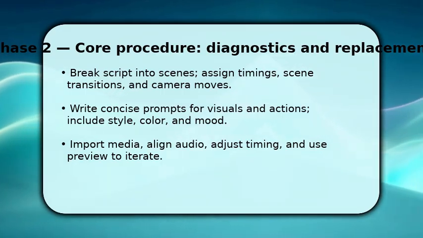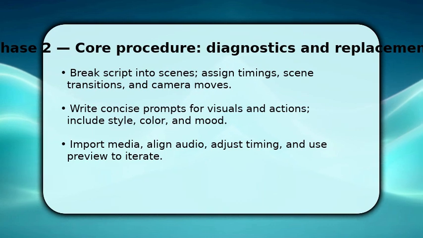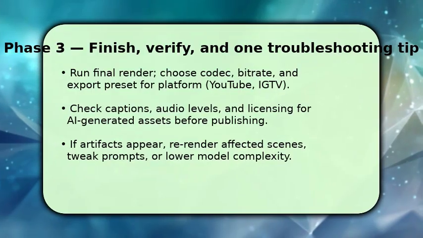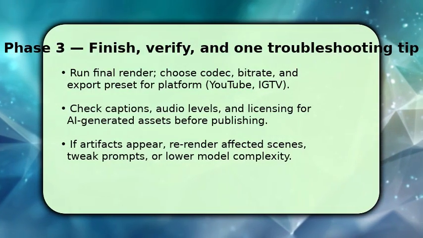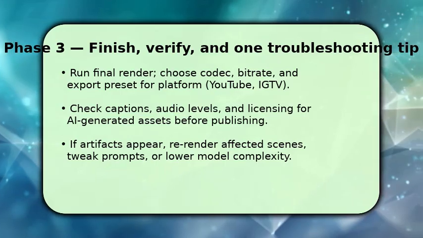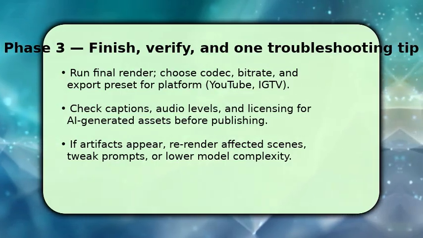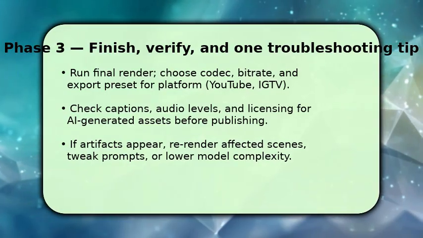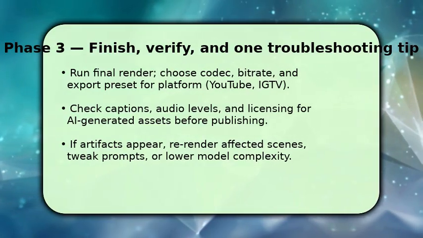Once a scene locks, duplicate similar scenes to save time. Finish by exporting with the right codec and bitrate for your platform so playback is reliable. Review captions and audio levels and confirm licenses for any generated assets. This avoids content takedowns. If you need smaller files, reduce bitrate or scale to 720p, but test quality first.